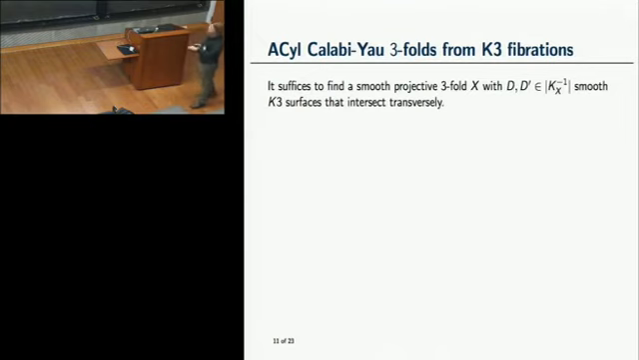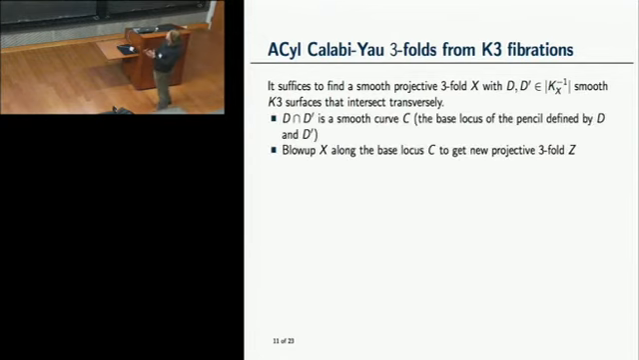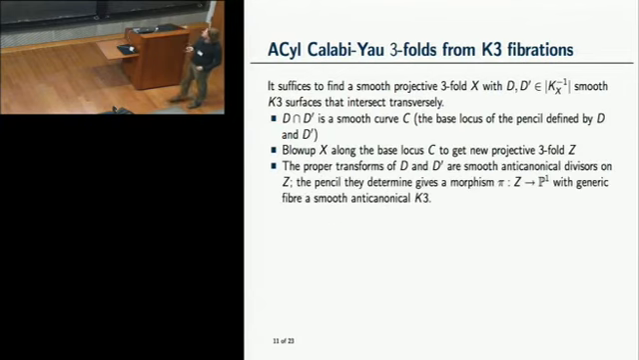So let me say some things about where you go looking for such asymptotically cylindrical Calabi-Yau threefolds. It turns out that it suffices to find a projective threefold where you have two smooth anti-canonical divisors that are K3 surfaces and that intersect transversally. Those two divisors will intersect in a smooth curve, the base locus of this pencil. Then you blow up X, the original threefold, along this base locus, and you get a new projective threefold Z. The proper transforms of D and D prime are still smooth anti-canonical divisors on the new Z.